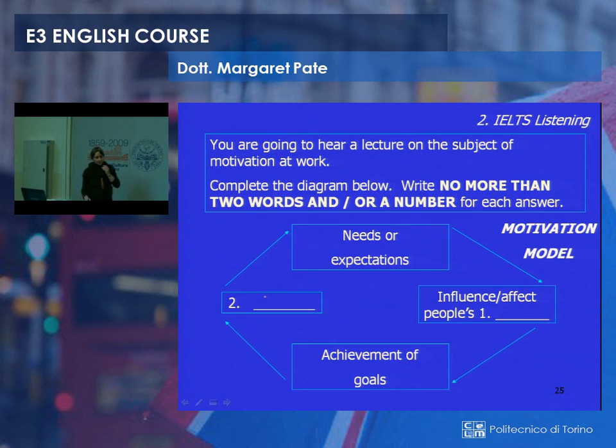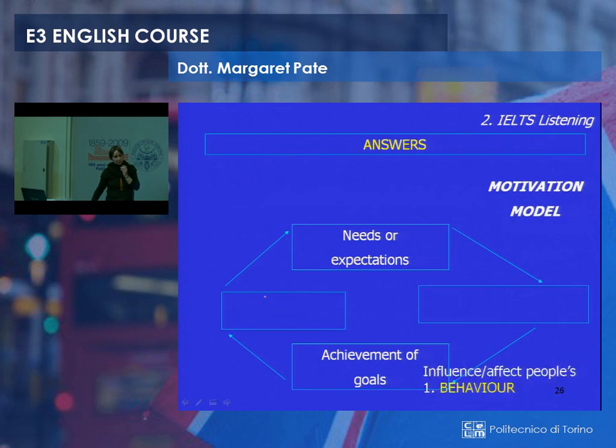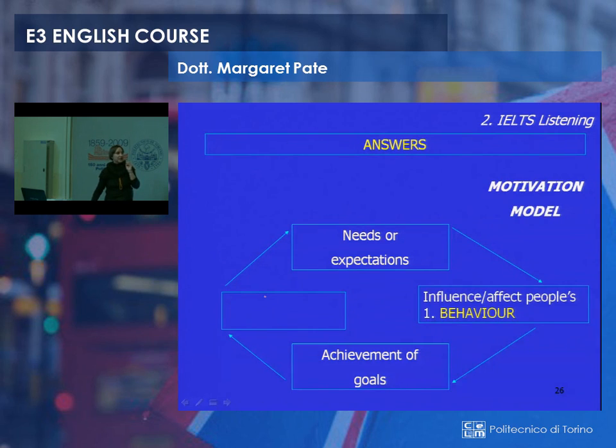Okay, so your answers, I hope you managed to understand better this time. It seemed a bit louder. Should be, number 1, behavior. And number 2, job satisfaction. Okay, a general euphoria in the lesson. I feel that you've understood that then. Well done. So that's an example of completing a diagram.